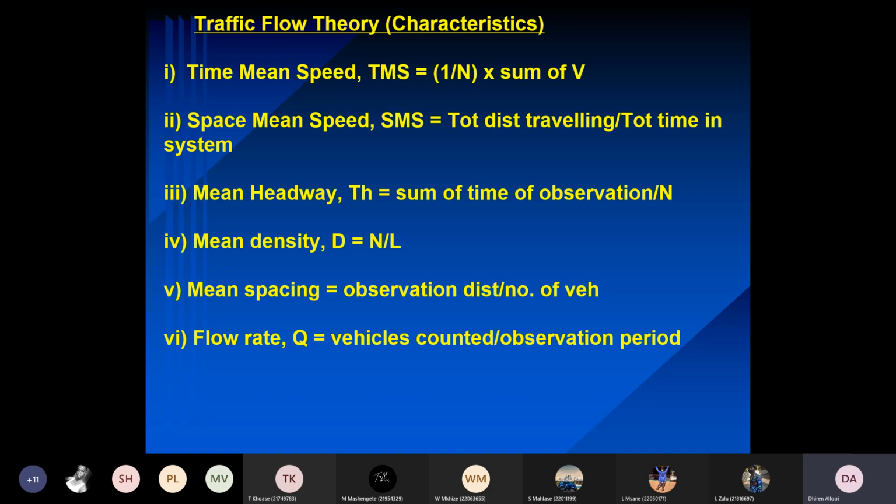And then finally, your flow rate Q is the vehicles counted divided by your observation period. So if you counted, say, 100 vehicles over your observation period, and that again you could convert to an hour, your flow rate could be 100 vehicles per hour, if you're converting per hour.